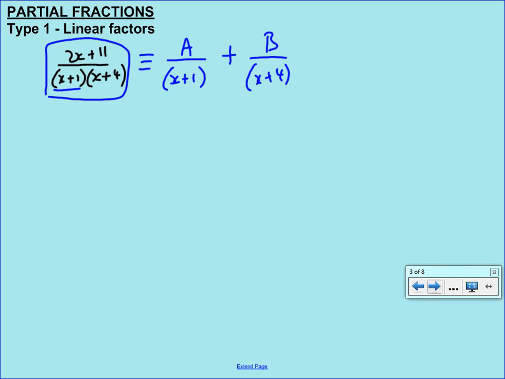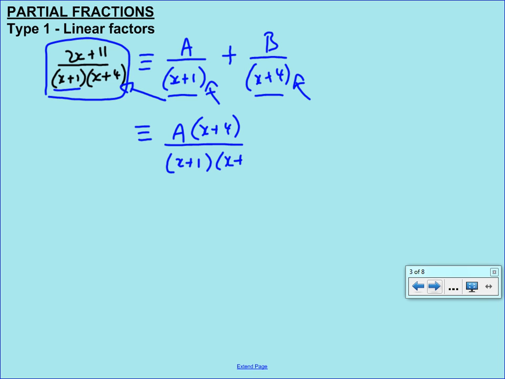And what we need to do is we need to make the denominator the same here and here as it is in here. And that way I can compare the numerators of both sides, and then I can start forming equations to find a and b. So this thing here is the same as a. Well, what's missing from a? It's missing this x plus 4. So x plus 4 over x plus 1, x plus 4.